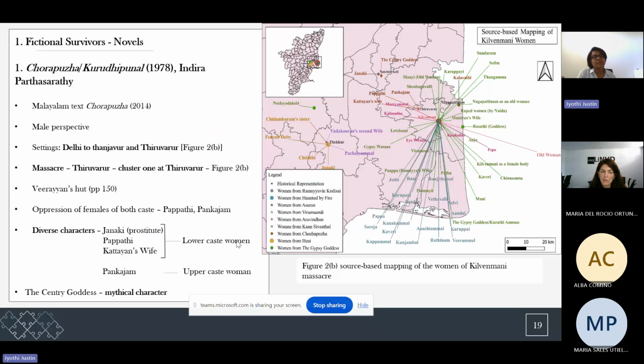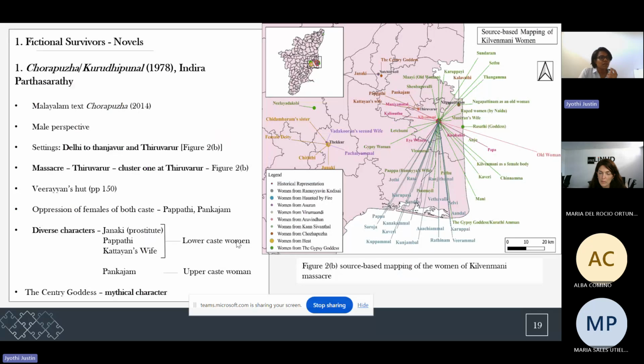In Kilvenmani, actually, we can see that all the lower caste survivors are located closer to Kilvenmani, which becomes a Dalit space, whereas the upper caste women are located further away from the actual site of the massacre, which in turn makes them safer and less vulnerable to gender-based or caste-based violence.